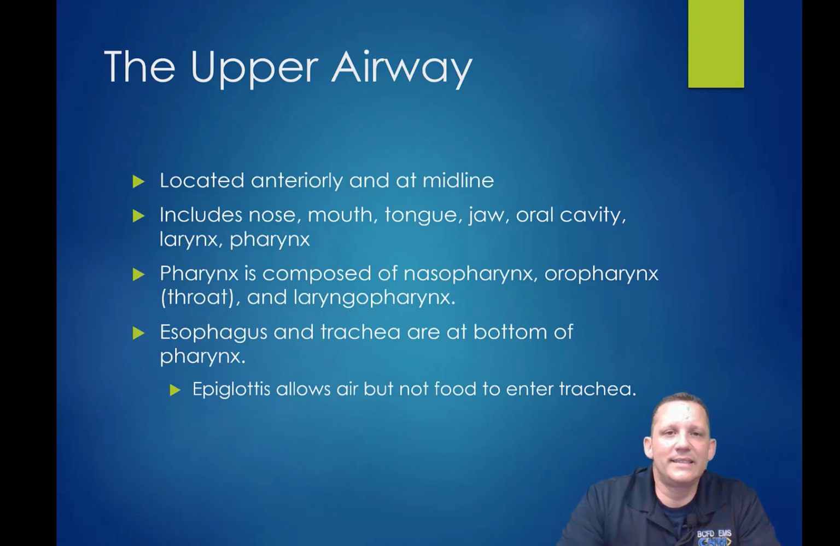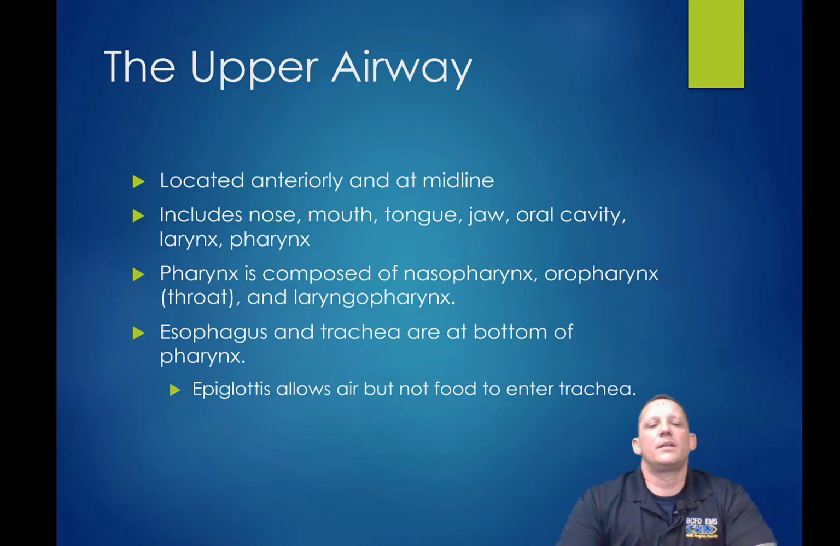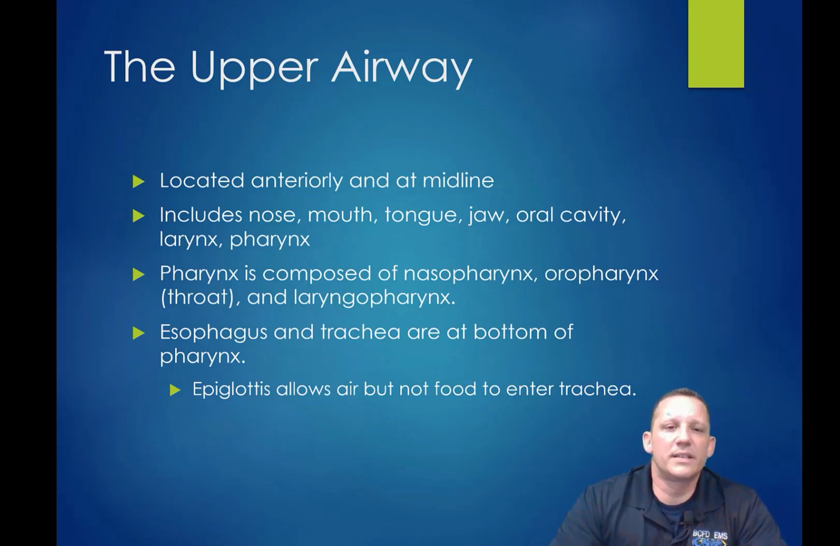So now we're digging a little deeper into the upper airway, which is the anterior and at midline. And this is the nose, the mouth, the tongue, the jaw, and the oral cavity, the larynx and the pharynx. The pharynx is composed of the nasopharynx, the oropharynx, and the laryngeal pharynx, right? And these are all the large pockets of empty space, so to speak, in the skull and the throat. And the esophagus and the trachea are at the bottom of this. And these are the two structures that are going to either take food down through the core or air into the respiratory system.